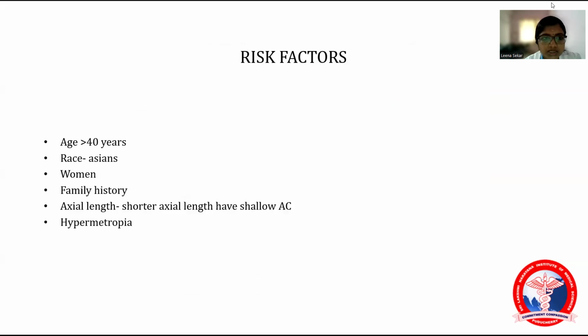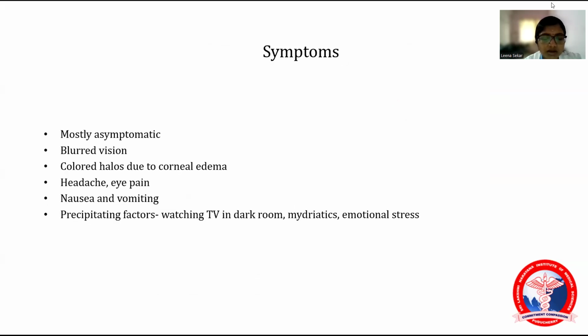Risk factors in PACG include age more than 40 years, Asian people, women, and family history. In hypermetropia, and if the patient has shorter axial length, we have risk of getting PACG. Symptoms include blurred vision, colored halos due to corneal edema, headache, eye pain, nausea, vomiting. The precipitating factors will be like watching TV in a dark room, or if we dilate the patient with mydriatics, and emotional stress will also lead to primary angle closure glaucoma.